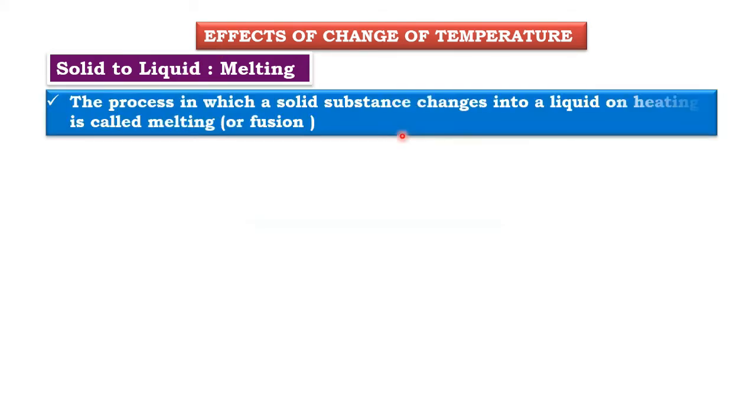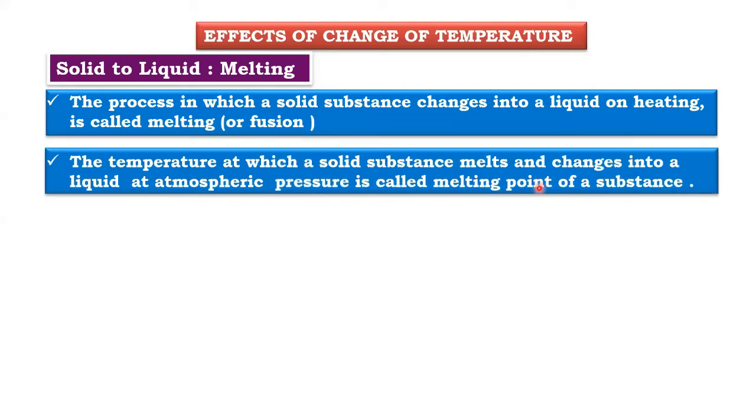Okay. So to understand that, what is the definition? The process in which a solid state changes into liquid on heating is called melting, or sometimes referred to as fusion. Now, the temperature at which a solid substance melts and changes into liquid at atmospheric pressure is called the melting point of a substance, and we've already learned this in 8th standard. The melting point of water is how much? It is 0 degrees Celsius.